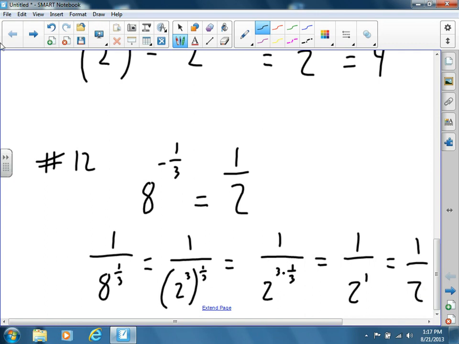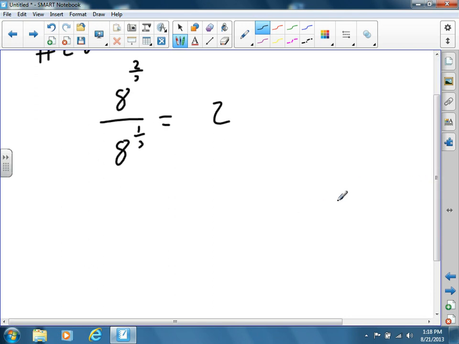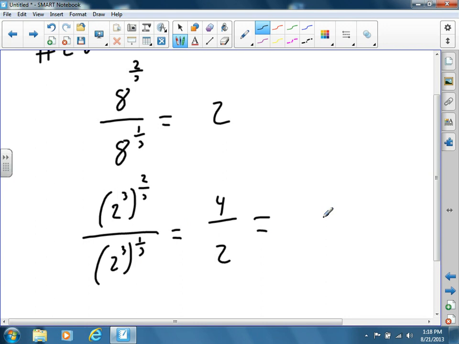All right, so we'll move on to 34. That's a hell of a jump. We'll move on to number 28. 8 to the 2/3 divided by 8 to the 1/3 equals 2. Did I show enough work? So I have 2 cubed raised to the 2/3 divided by 2 cubed raised to the 1/3. So I'm going to get 4 over 2 equals 2.